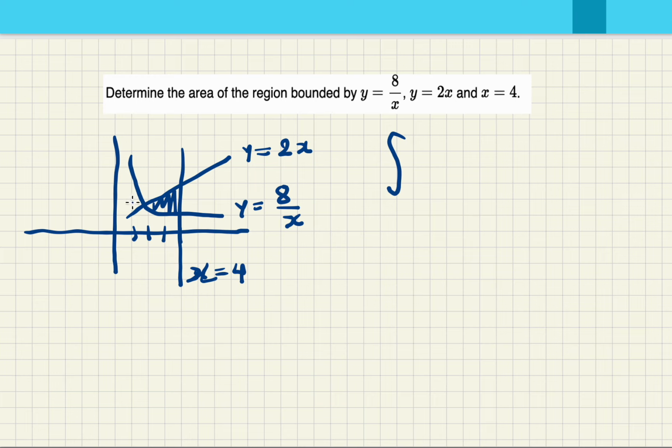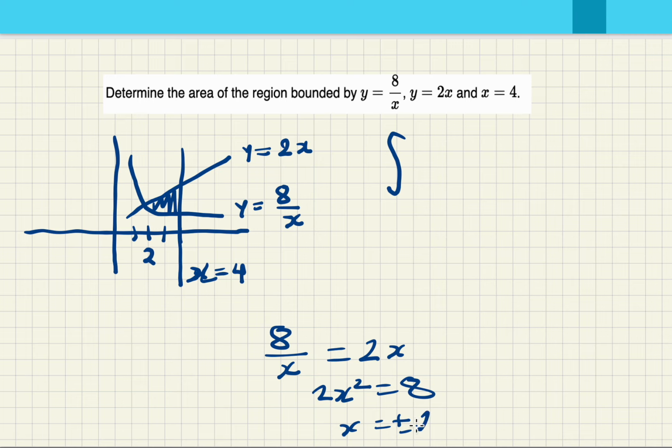Our lower bound will be what x value the functions start at. So what x value does this area start with? And that is, as you can see, x equals 2. If you want to find out what this point of intersection is without graphing it or finding where it intersects, you can always set these equations equal to each other. 8 over x equals 2x, 2x squared equals 8, x equals plus or minus 2. In this case, it will be positive 2.